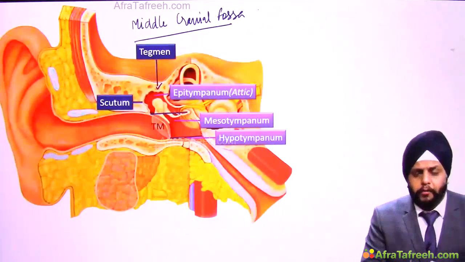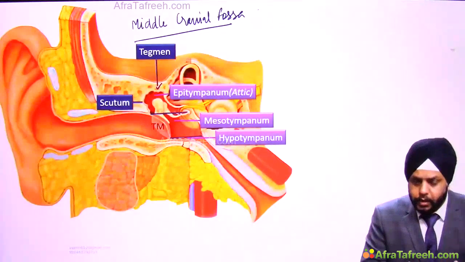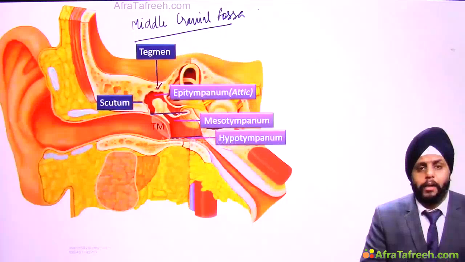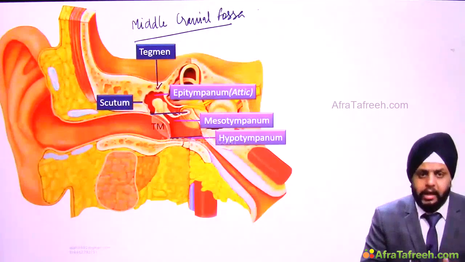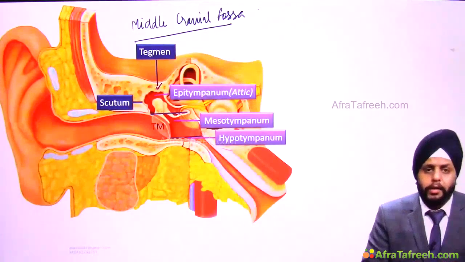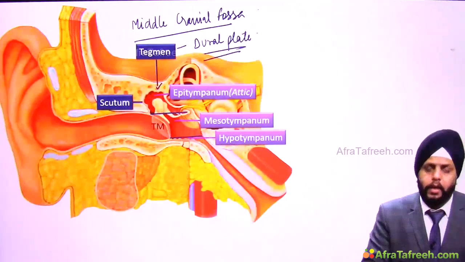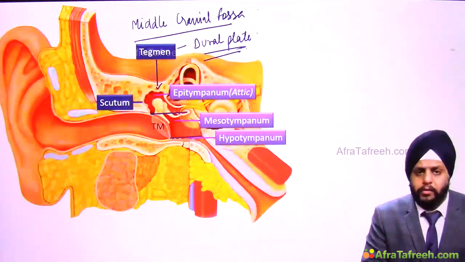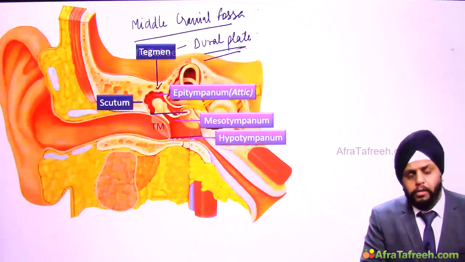Remember, the middle cranial fossa has the brain. The brain is lined by meninges, and the outermost meninge is dura mater. So this plate of bone is just adjacent to the dura mater. Therefore, tegmen is also known as dural plate. So now we know that this superior wall of the middle ear is known as tegmen, that plate of bone, and we can also call it dural plate.